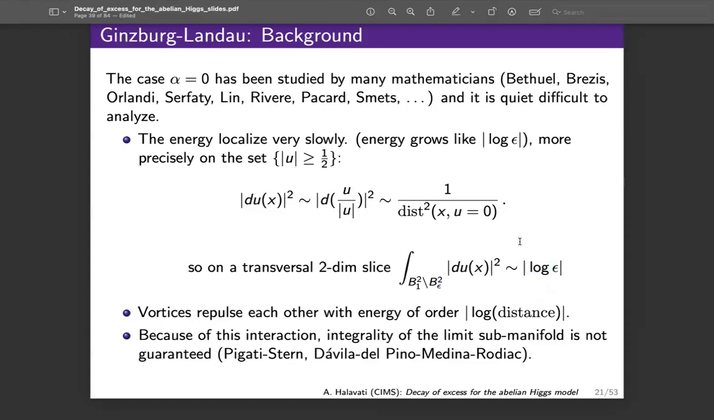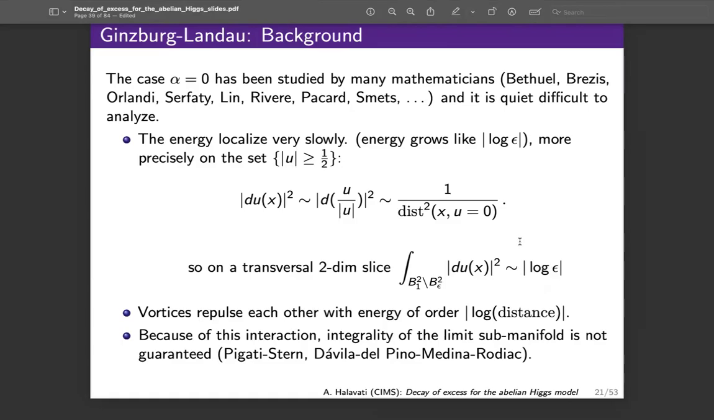And you get that concentration phenomena that we had before, but it's much more complicated to derive. And also, since energy localizes slowly, and in fact energy comes from these dyadic annuluses away from the vortex set, you get that vortices, basically, if you slice this two-dimensionally, if you have two of these vortices near each other, they kind of repulse each other with an energy of order log of the distance.